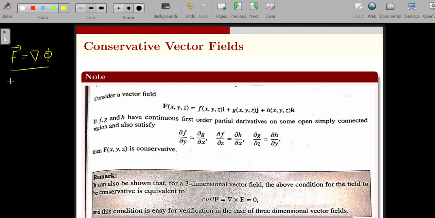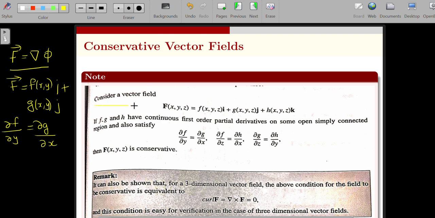And moreover, we have also discussed a conservative field test, in which it was said that if the vector field F was given by f of x, y i plus g of x, y j, having only i and j components, and F is conservative, then it satisfies the condition dou f by dou y is equal to dou g by dou x. So this was discussed in the earlier section. This note is just a generalization of that particular concept.